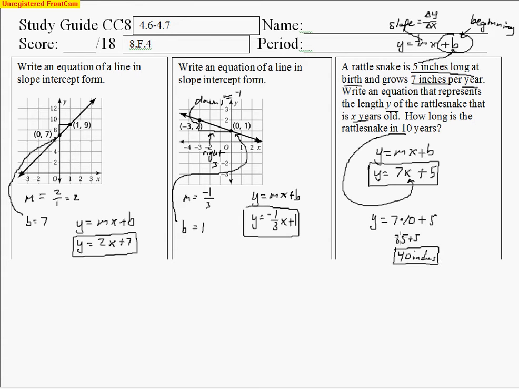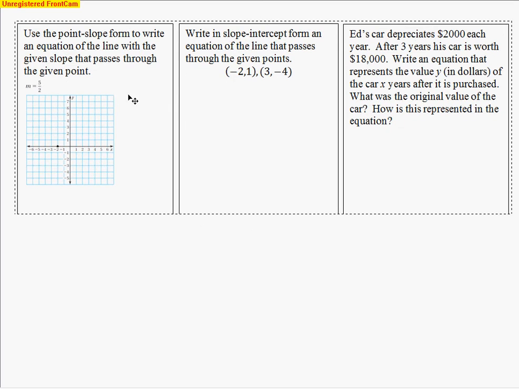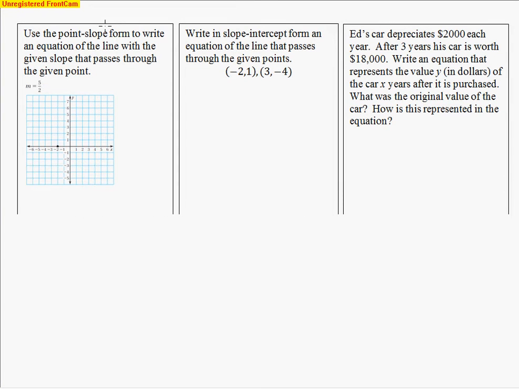So let's take a look at the next type of problem. It says use the point-slope form to write an equation. I'm going to use point-slope, but I'm going to end up writing it in the slope-intercept form for this problem. It passes through this point, and it's given this slope. So this point is -2, 0. I'm going to use that point in point-slope, which goes this way: y minus y1 equals m times x minus x1.